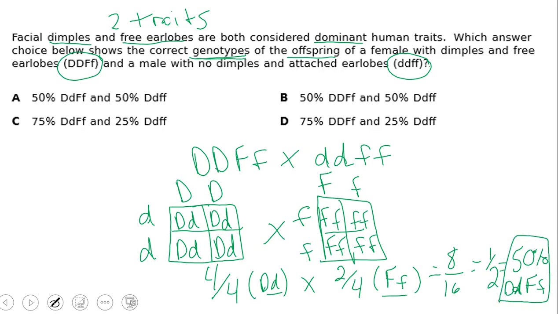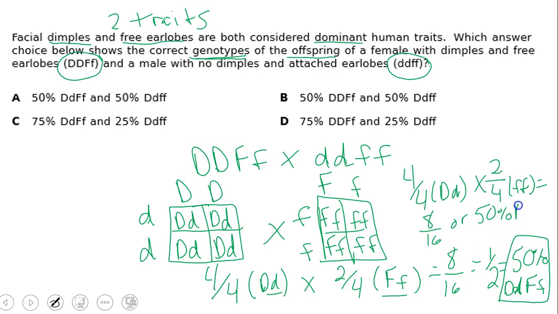And then we have a second genotype here. So we need to do a second problem. So we're going to do 4 out of 4 again. 4 out of 4 were big D, little d. So that didn't change. And then over here, remember we have little f. So 2 out of 4 little f gives us 8 out of 16, or 50% big D, little d, little f, little f. So it looks like we have 50% all heterozygous, and then we have 50% heterozygous and homozygous recessive.